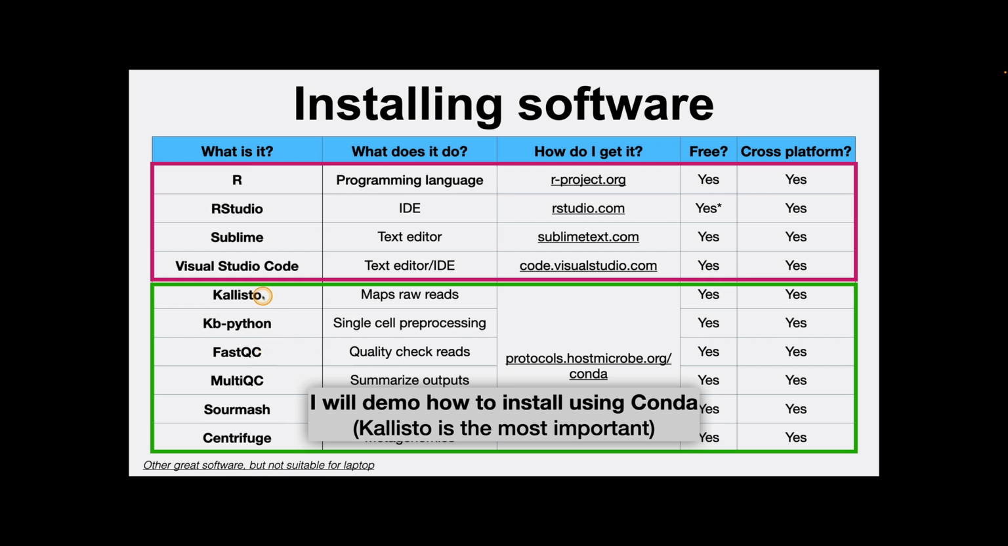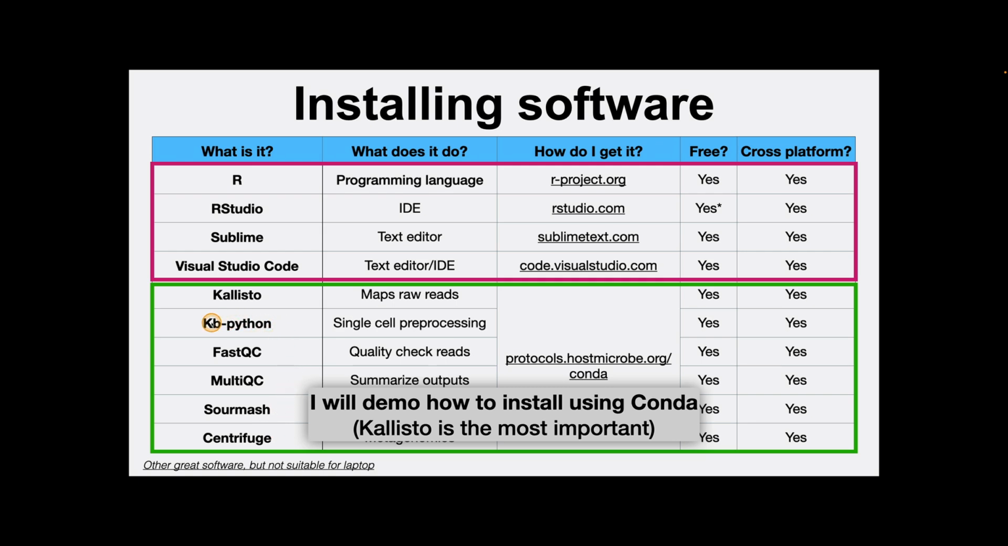Kallisto is one we want to make sure that everybody has a chance to install. But if you have a trouble installing, for example, Sourmash, don't worry about it. I will still demonstrate for you how you can use all these pieces of software, why I think they're useful, and why I think they work well on a laptop.